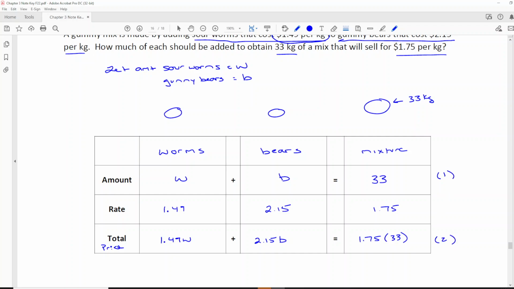So yes, it's a totally different scenario than the one above, but we set it up the same. Both of them, you get x plus y equals a total amount, right? Whether we use x's and y's or w's and b's. And then my last line is always taking into consideration this percentage or this rate, this money per kilogram. And the questions will always look similar to this.